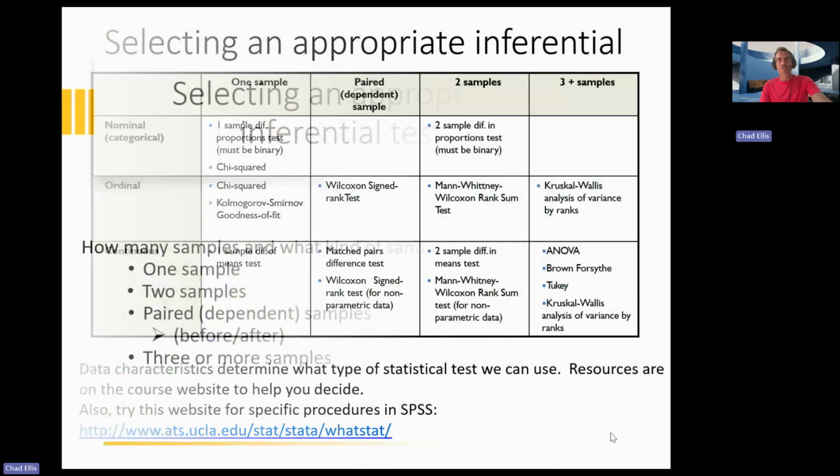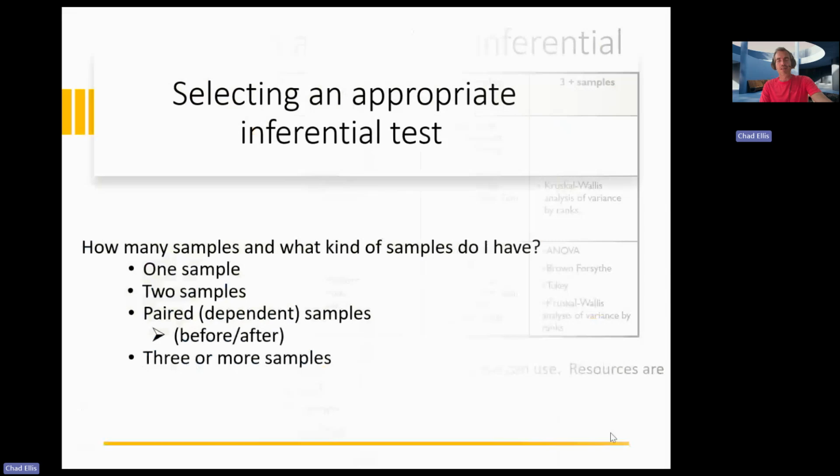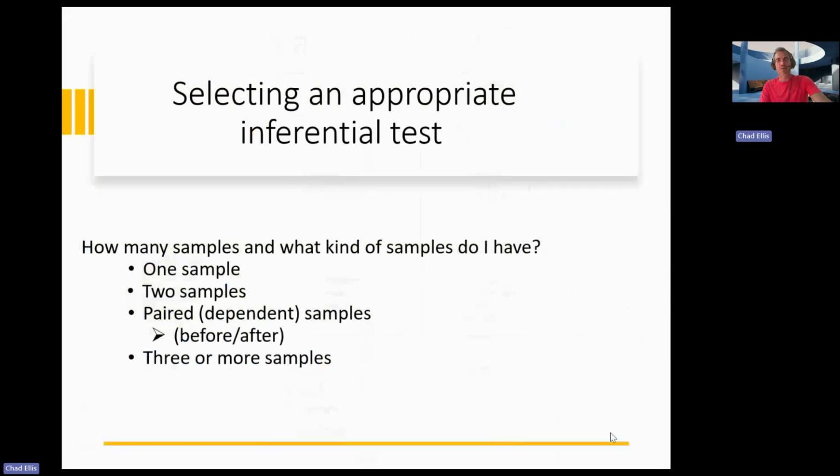So what is the first criteria I should be looking at? Well, it depends on how many samples you have. We've already looked at the one sample means test. We've also looked at the independent t-test using two samples, and the t-test for paired or dependent samples. And today we're going to look at how to analyze 3 or more samples for differences using ANOVA.